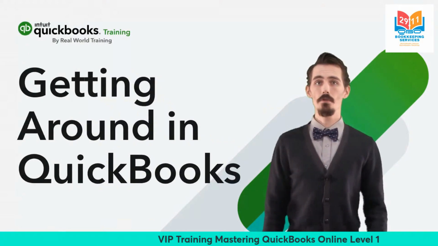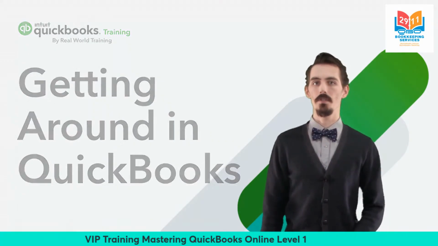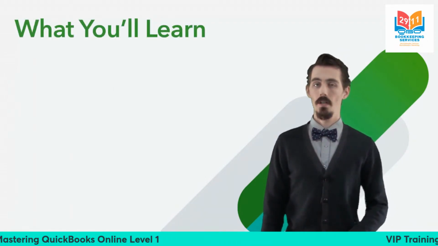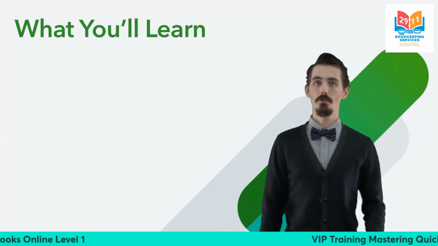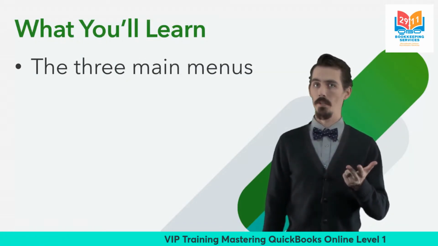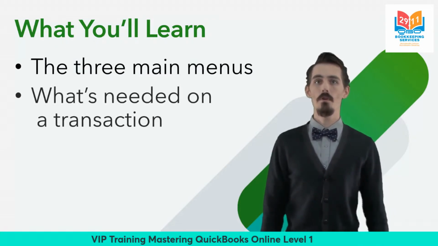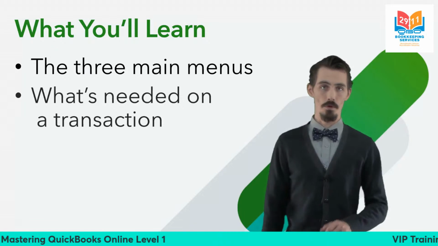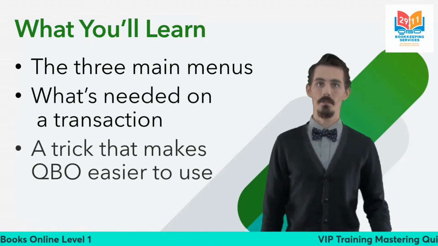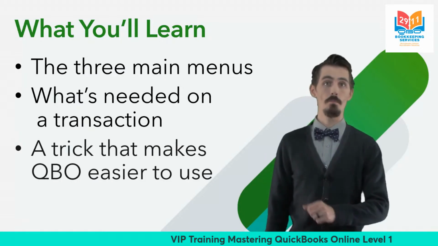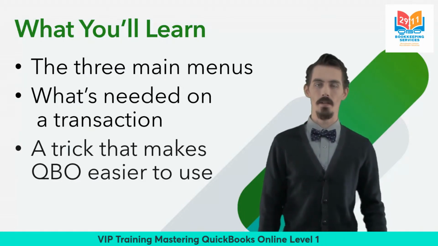This chapter introduces you to the look and feel of QuickBooks Online. Let's talk about what you'll learn in this chapter. First, you'll learn about QBO's three main menus: the navigation bar, the New button, and the gear menu. After that, we'll go over what a transaction is and what QuickBooks needs from you when you're recording one. Last, you'll discover a trick that lets you have multiple transactions, menus, or reports open at the same time.